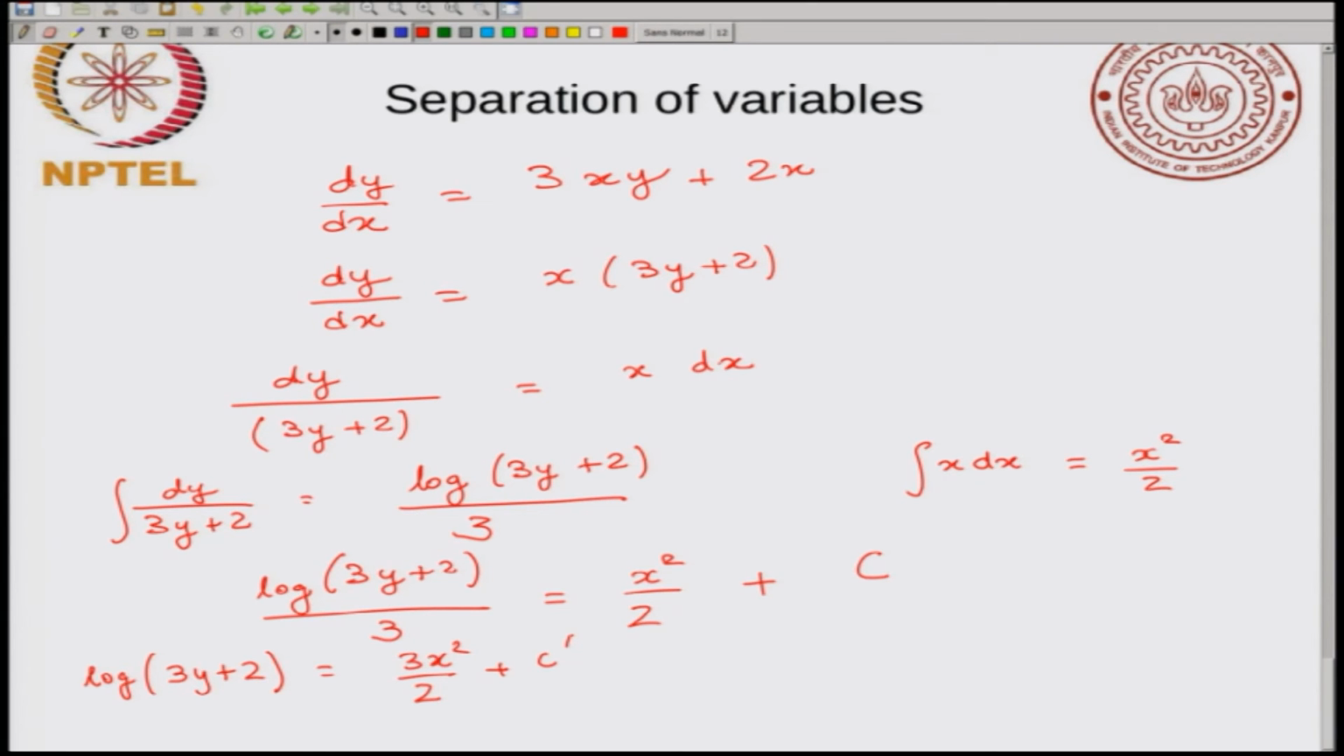If you want, you can go one step further and write 3y plus 2 is equal to e raised to 3x square by 2, times e raised to c prime. And e raised to c prime is another arbitrary constant. Finally, I can write the whole thing as 3y plus 2 is equal to some constant a times e raised to 3x square by 2. And if you want, I can further write y equal to something.